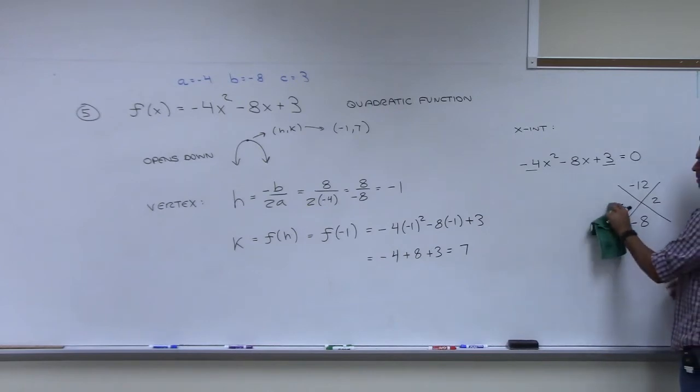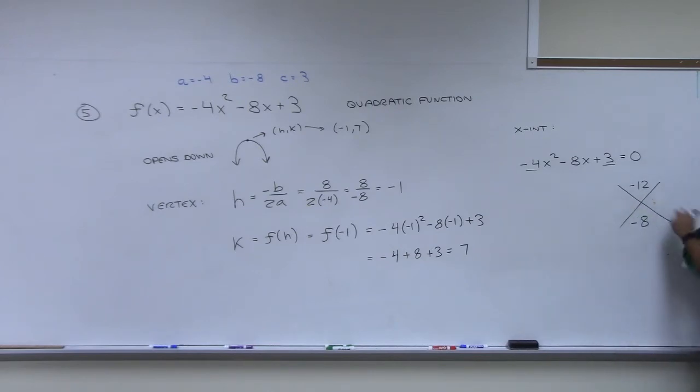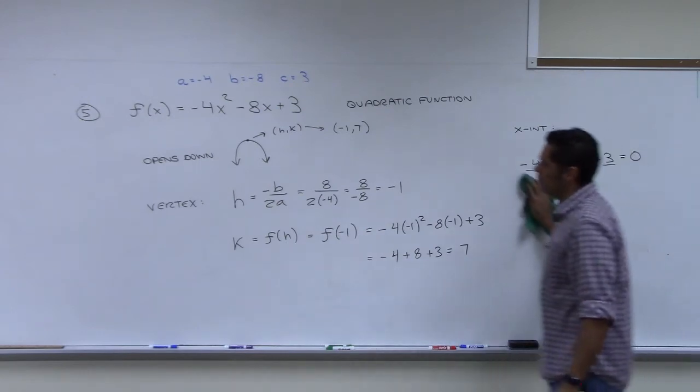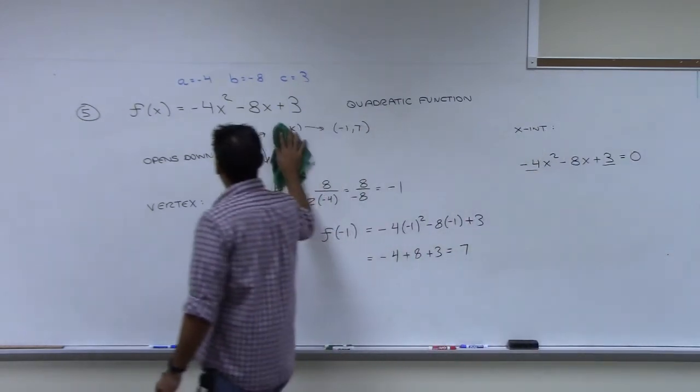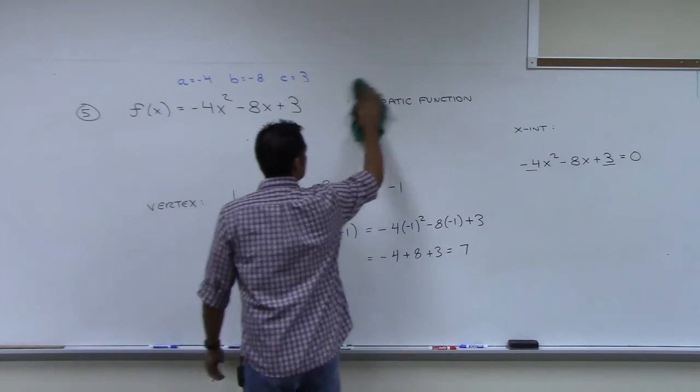4 and 3. But one of them would have to be negative, right? And that's not going to add up to be negative 8. 12 and 1, that's not going to add up to be, right? So what do you think? It's not happening, right? Quadratic formula. We're going to need the quadratic formula. Not everything is going to factor. So let's use our quadratic formula.